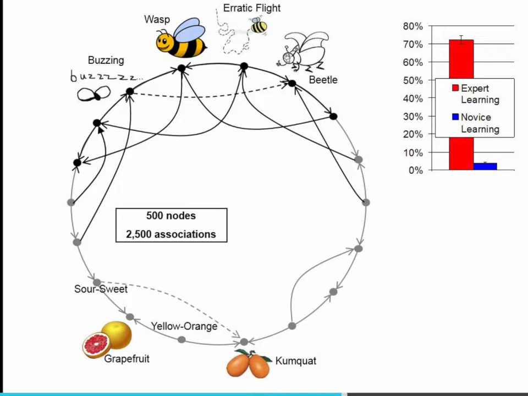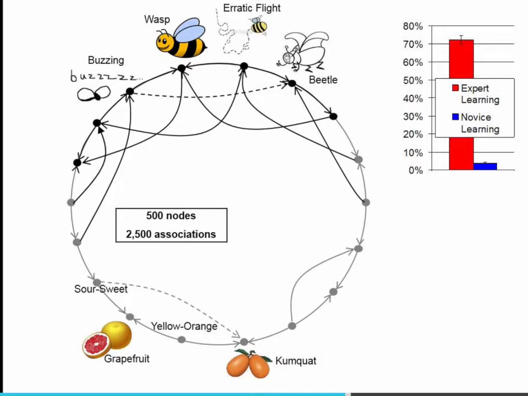But then we found out something that is very interesting and we did not expect, but then we were able to explain, which is if you present 2 pairs of concepts at the same time, for example, buzzing beetle and kumquat sour sweet, and we started doing this to speed up the simulations, to teach the network more things at once.